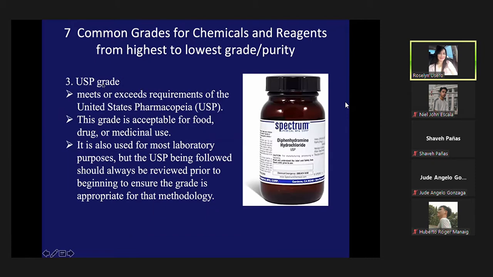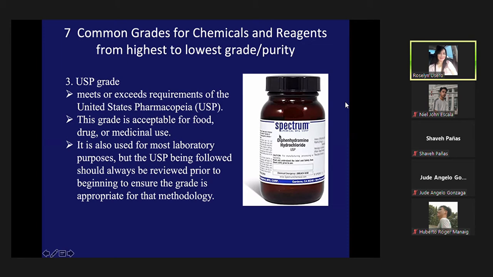Another grade, we have the USP grade. Yeah, this one. So diphenyl hydramine hydrochloride, USP. What is it? It meets or exceeds requirements of the United States Pharmacopoeia or the USP. This grade is acceptable for food, drug, or medicinal use. It is also used for most lab purposes, but the USP being followed should always be reviewed prior to beginning to ensure the grade is appropriate for that methodology.